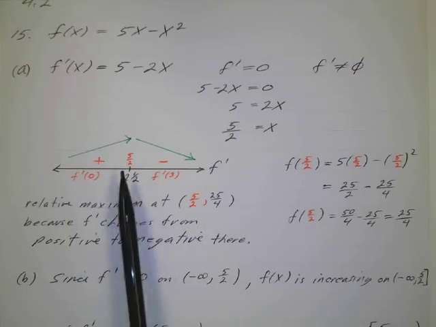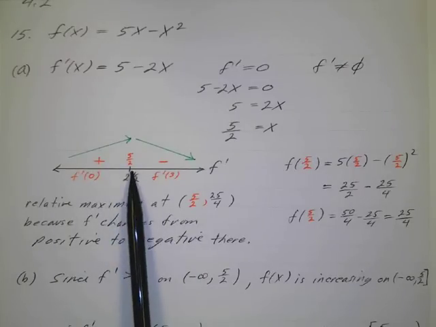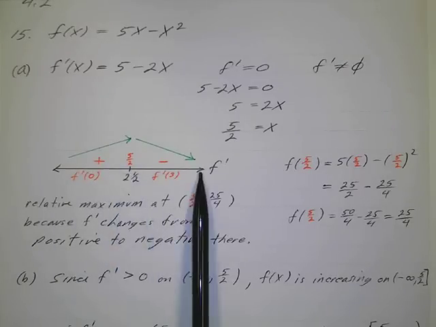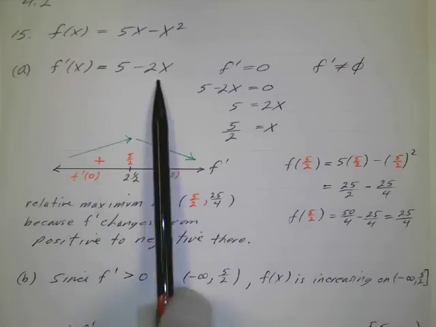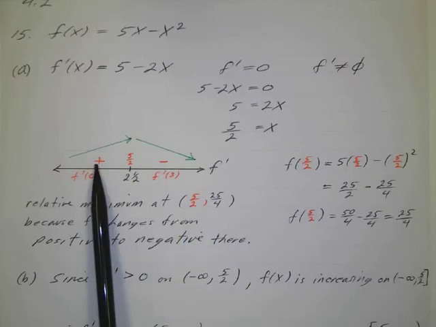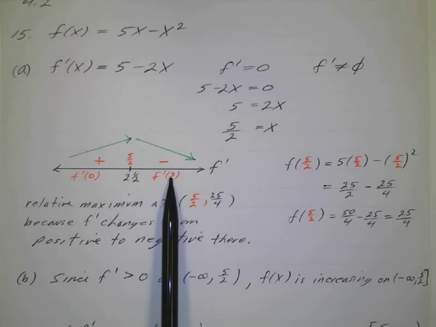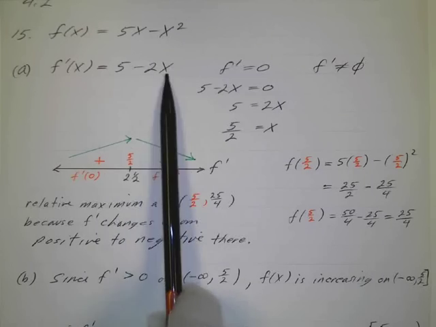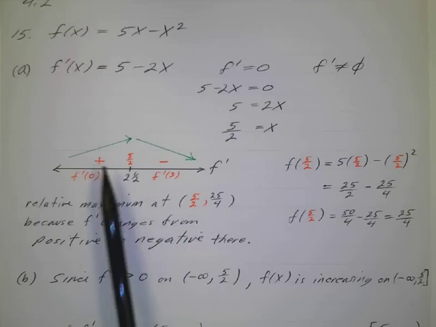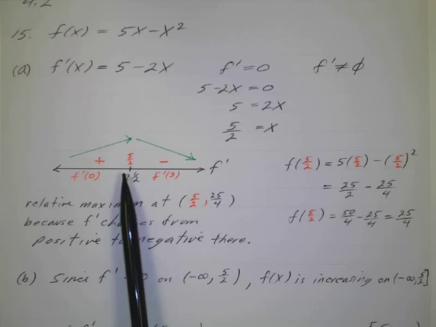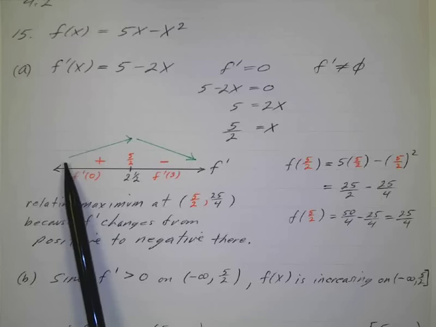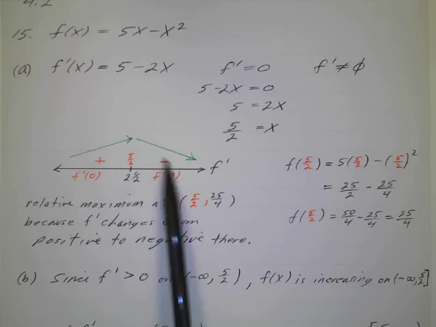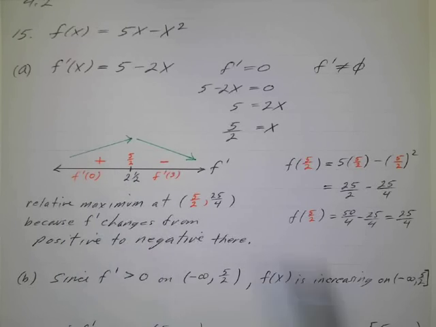Okay, we try to check to see. This is my critical point. So I mark my critical point, 2.5 or 5 halves, on the first derivative. And I just check it at 0. If I put 0 in here, it's positive. And if I put 3, which is on the other side of 2.5, I get 5 minus 6, which is negative. So we can see that we do change at 2.5 or 5 halves. So I know that I do have a relative maximum because I'm going from positive to negative. You can see the curve goes like that.